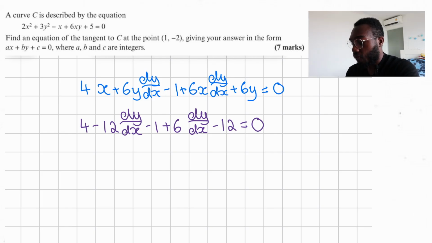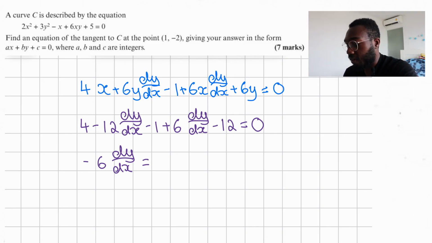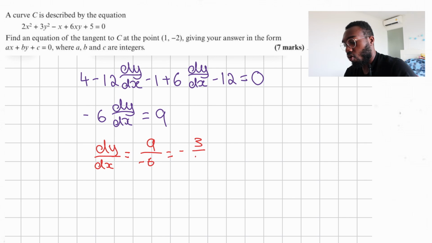Okay, and now for the next thing, we can collect all our like terms. So we get a minus 6 dy over dx, okay? And that will be equal to, well, what do we have? Well, we have a 4 minus a 1, which is a 3. A 3 minus a 12 is a minus 9. And we're bringing that minus 9 to the other side, so it becomes a positive 9. And now we can just divide by minus 6. So dy over dx is equal to 9 over minus 6, which is minus 3 over 2.